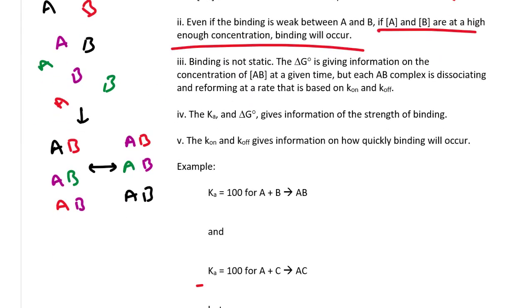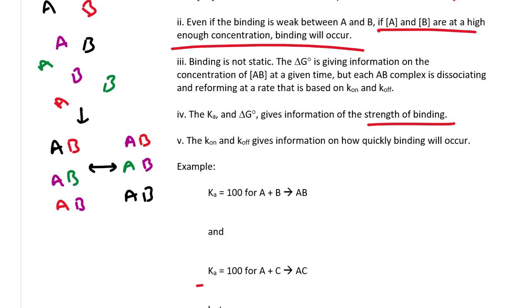The Ka and the delta G standard give information on the strength of binding. So we've talked about this. We've said this is strong binding. These two things bind to each other strongly. But we never defined what that means, right? The strength of binding is simply, at equilibrium, how much of each thing will I have? Will I have more of the complex or more of the molecules not complexed together? If the ratio favors having more of the complex, then that is strong binding.